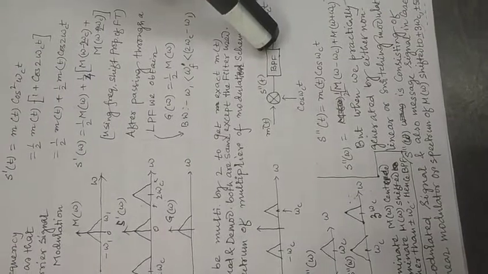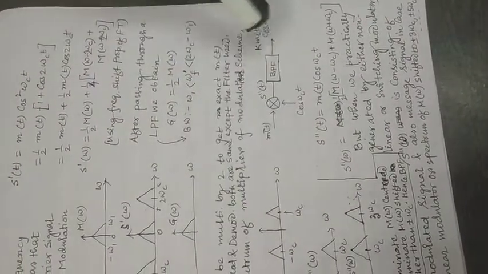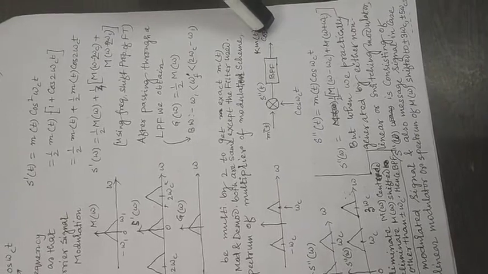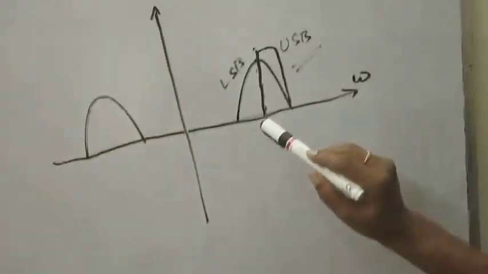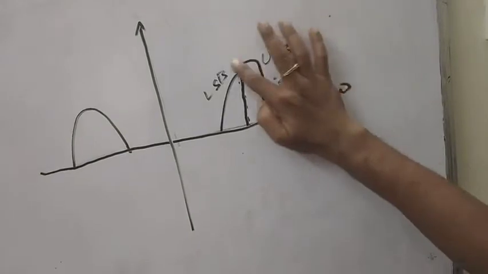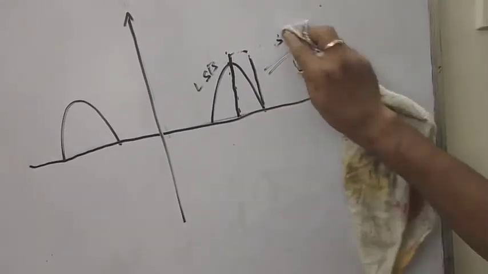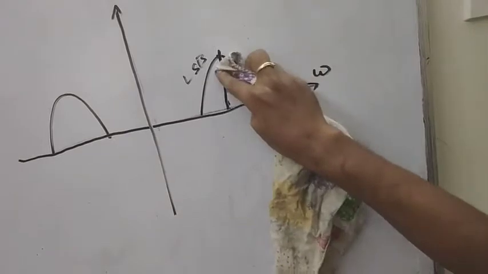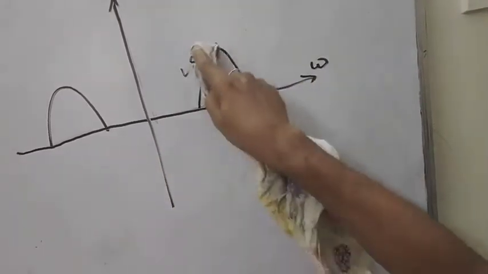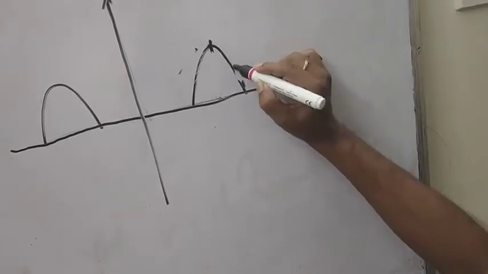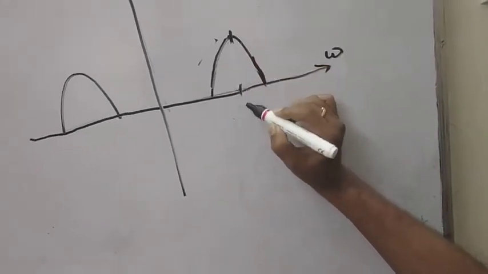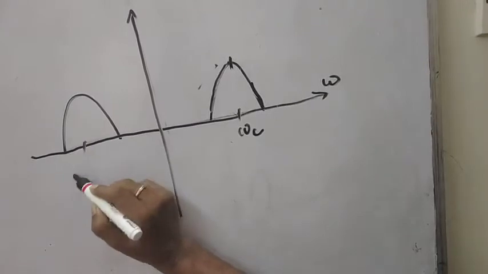Let's understand that a DSB-SC signal is modulated. What happens when a message signal is modulated by cos omega ct and passed through a band pass filter? We get m(t) into cos omega ct, and m(omega) into cos omega ct looks like that. That means we are getting two spectra, one at plus omega c and another at minus omega c.